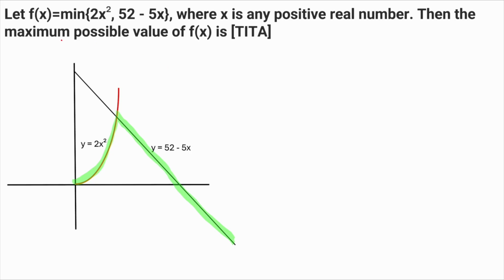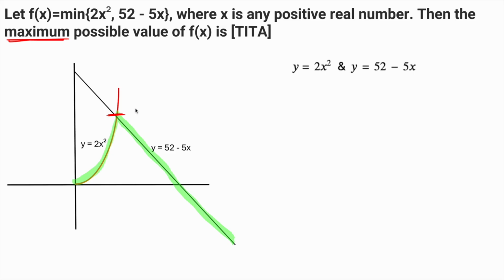But our question wants the maximum possible value of f of x. We can very clearly see here that f of x is maximum at this peak where the two graphs intersect. So basically I am looking at the intersecting point of these two graphs. The first graph is y is equal to 2x square and the second graph is y is equal to 52 minus 5x. This meeting point is our point of maximum as required.